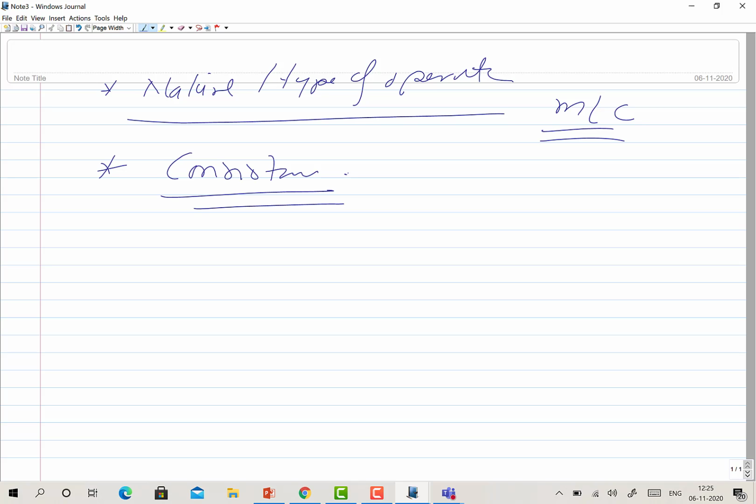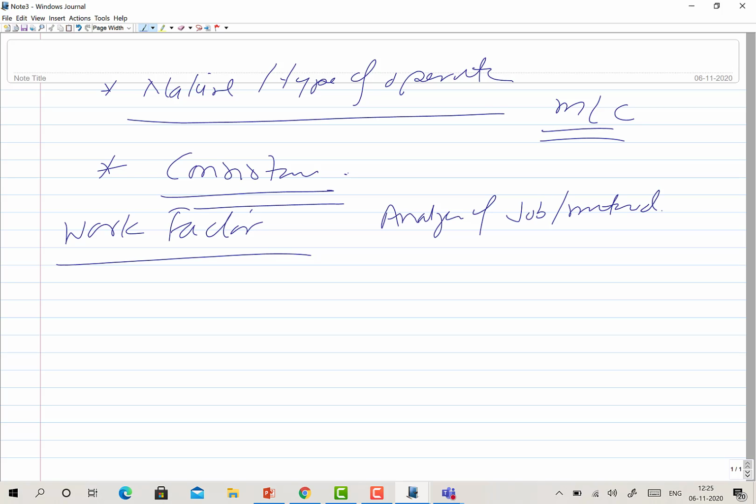Now we'll talk of the work factors method a little in detail. The work factor method basically involves the analysis of the job or the job method to arrive at the time value. So how do we arrive at the time value? Analysis of the job involves what body parts, or body members, are being used in performing the job.